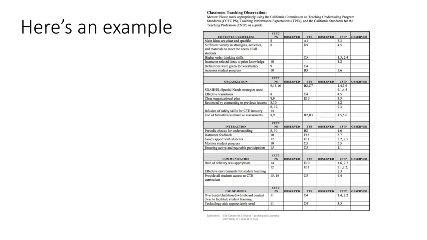classroom. How you can use this form is, you can see these headings: content and curriculum, organization, interaction, communication, and use of media. As you see these throughout your observation, you'll be able to make check marks that you have in fact observed these items. Here you can see that this is a program standard, CCTC Program Standard 8. You're not expected to write that or remember that. What it is you'll be able to check here if you've observed it.